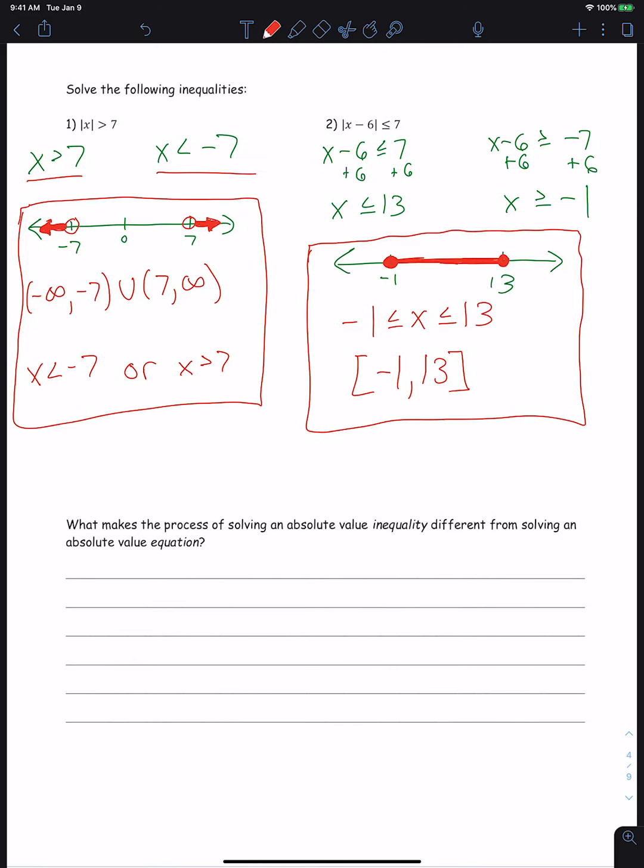That last part, what makes the process of solving an absolute value inequality different from solving an absolute value equation? I want you guys to take a couple minutes here and complete sentences. Write what you think makes solving the absolute value inequality different from solving an absolute value equation. Pause the video and play it once you're done.